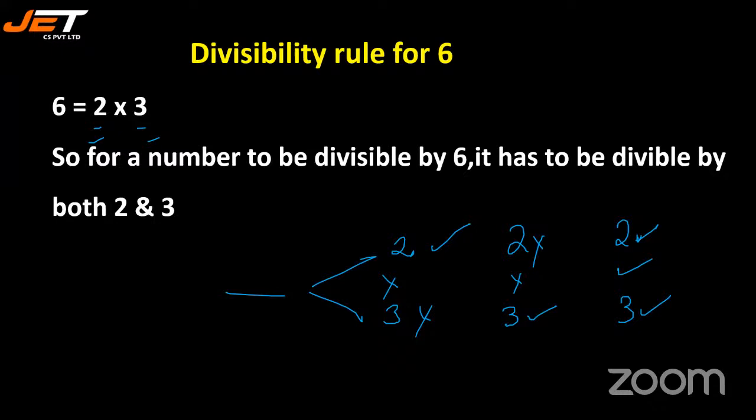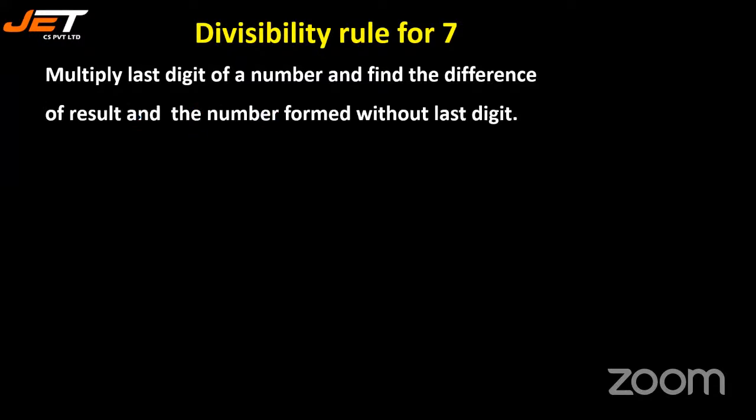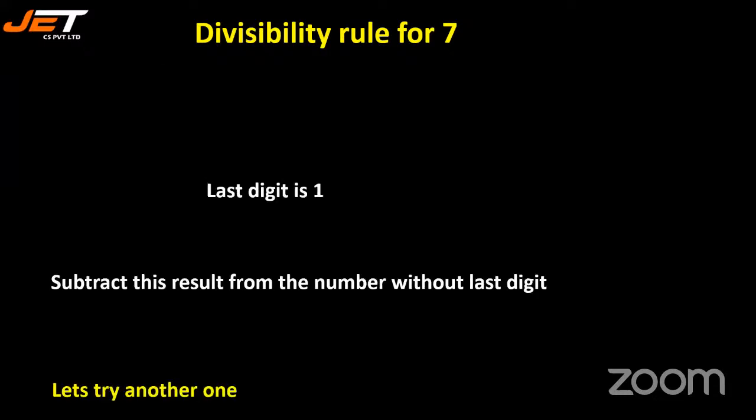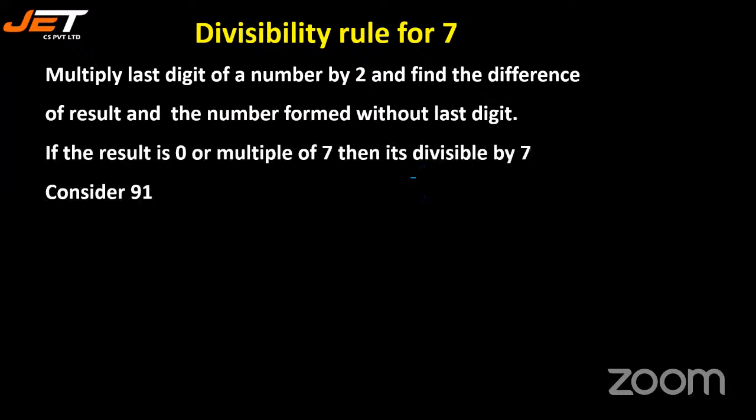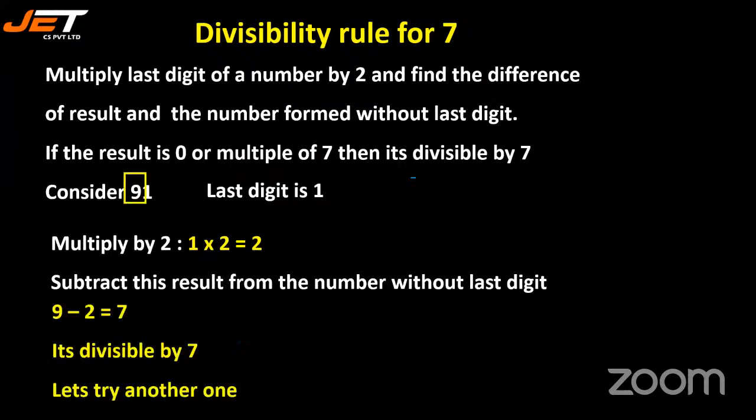Last, over here, 7. You have to multiply the last digit of the number by 2 and then find the difference of the result and the number formed without the last digit. So that's how you have to do it. Multiply the last digit by 2 and subtract from the remaining digits. If the result is 0 or a multiple of 7, it's divisible by 7.